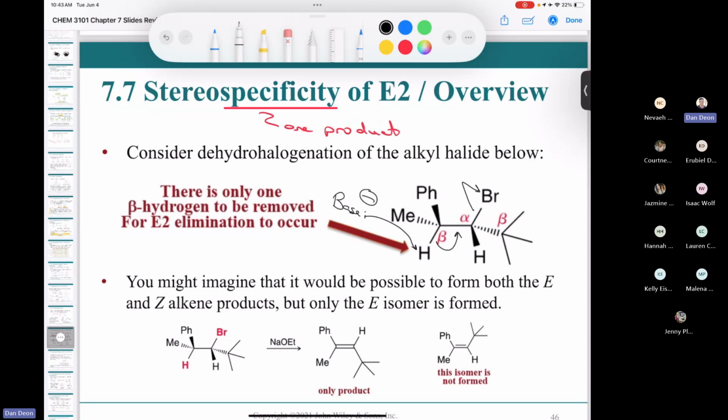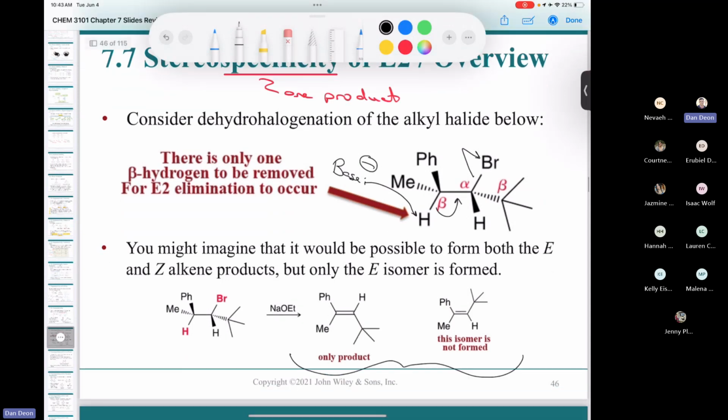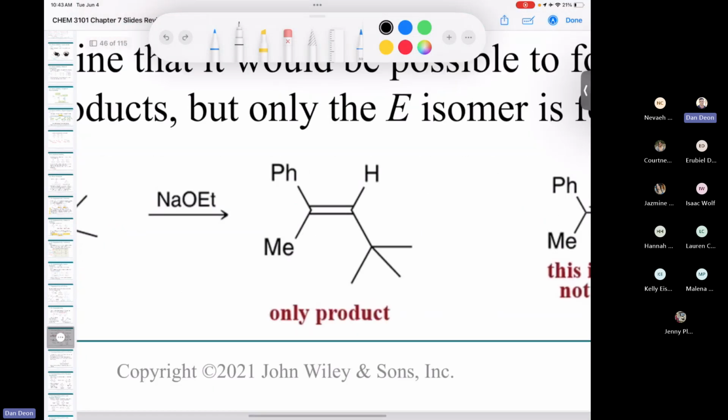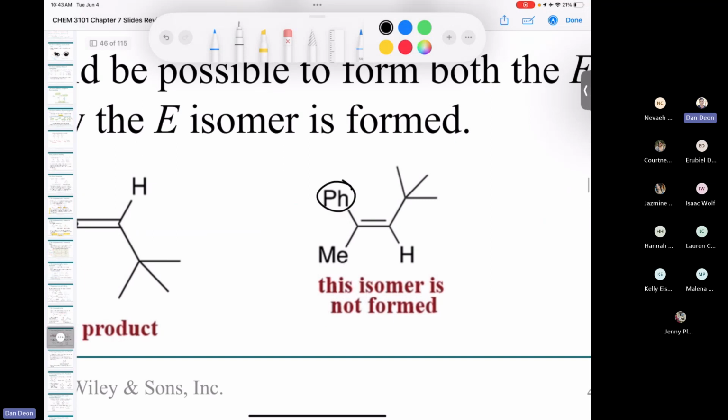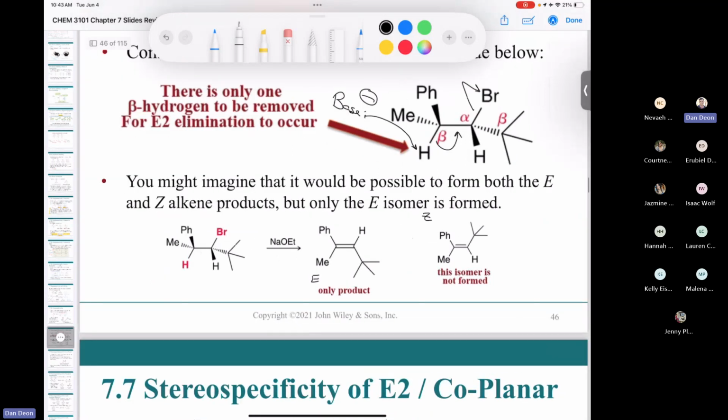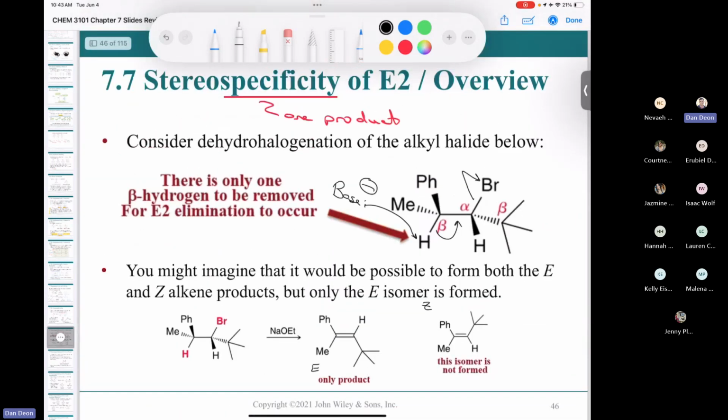We're only going to get one product. So instead of getting a mixture of E and Z, you guys remember E and Z? We can't use cis and trans for these products, right? If you look at this one, this is going to take priority. So this would be the E product, right? And then this one, this would take priority. This would be the Z product. So instead of getting a mixture of E and Z, we get the E only and no Z in this specific case, with this specific molecule. The reaction is stereospecific for one and only one product, and you don't get any of this.